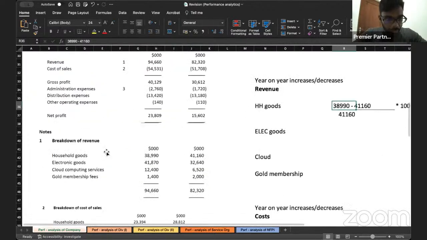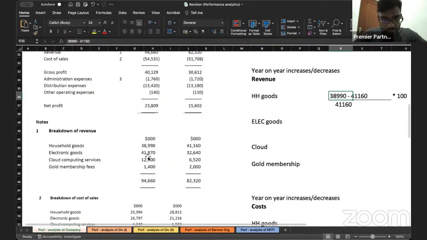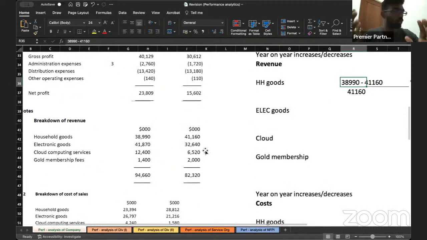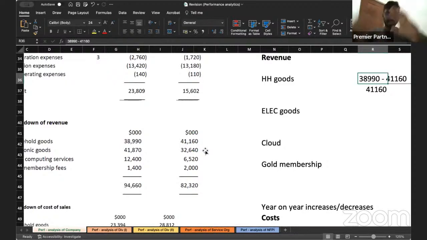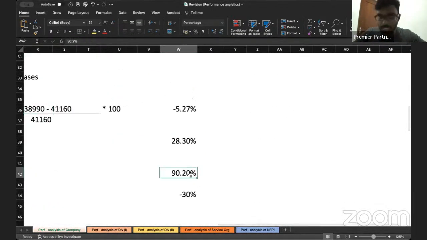Then you can talk about cloud computing services. People, do you see now? You don't have to have ratios to talk about this. When you look at these financial statements, when you look at this data, you should see things. Look at the increase: 6,520 last year to 12,400, almost 100%. So we calculated the increase, 90%.